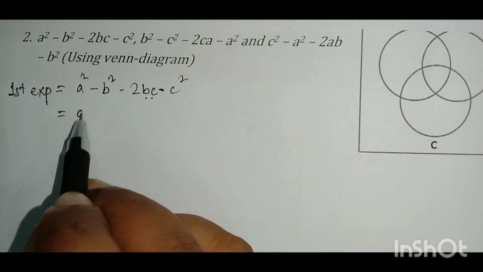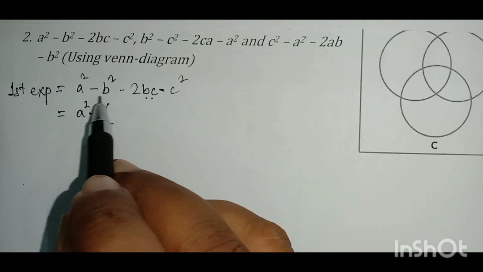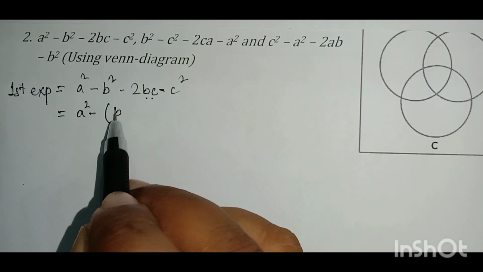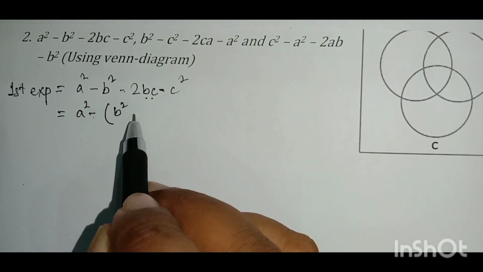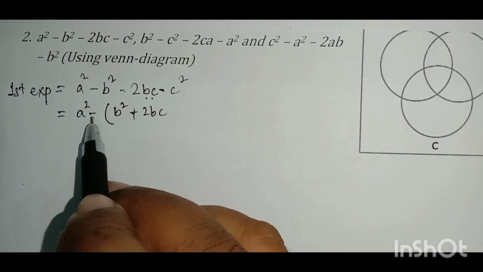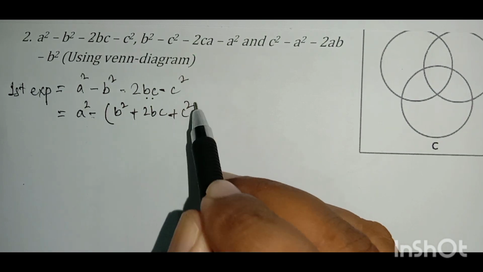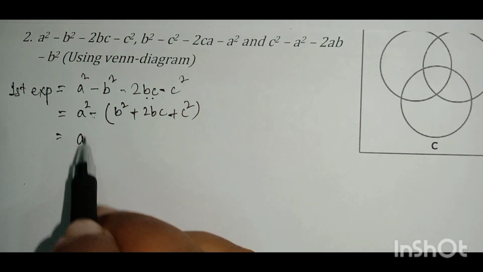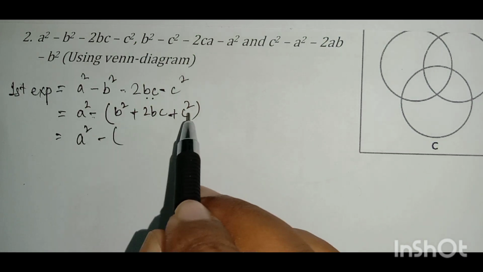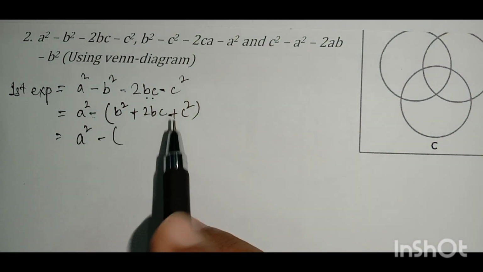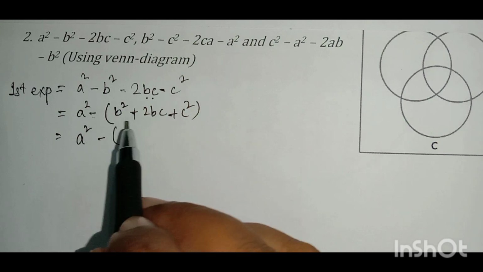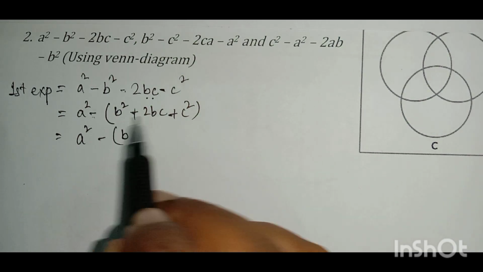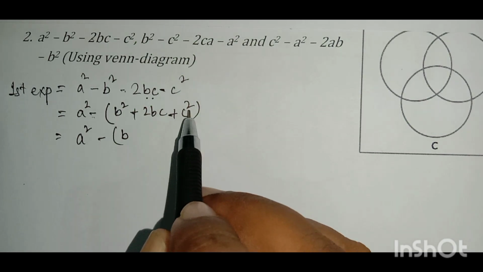So let's see, a square minus, now going to write these b and c variables together, b square plus 2bc plus c square. And from here, a square minus this whole thing, now if you see, then you get that it is the square identity a plus b whole square, where a is b and b is c.